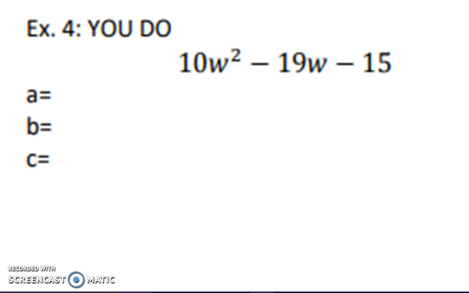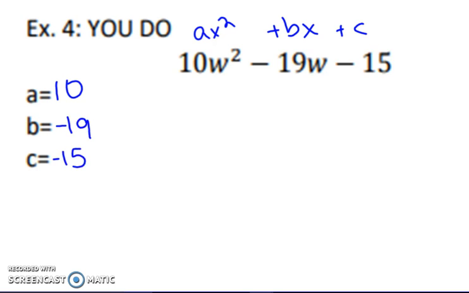If I look, I can't factor out a GCF, so we're going to say ax squared plus bx plus c. Well, a is 10, b is negative 19, and c is negative 15. Well, if I look, a times c tells me I'm doing 10 times 15, which is 150.